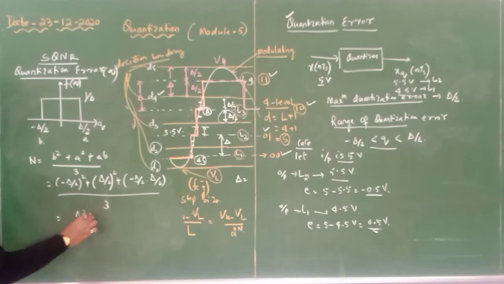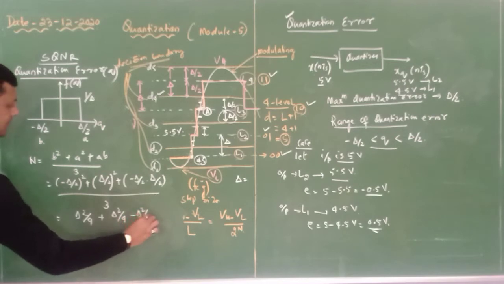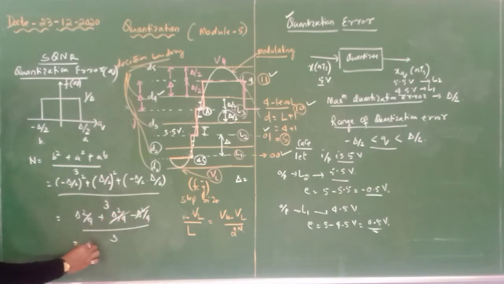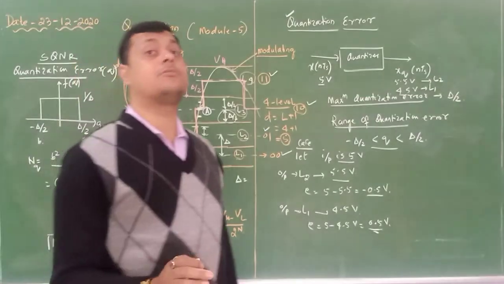So if you square it, you will get del square by 4 plus del square by 4, and this is minus del square by 4, divided by 3. So this one gets cancelled out. The noise power will be del square by 12. This is called quantization noise power, NQ. Always remember that your quantization noise power is del square by 12.